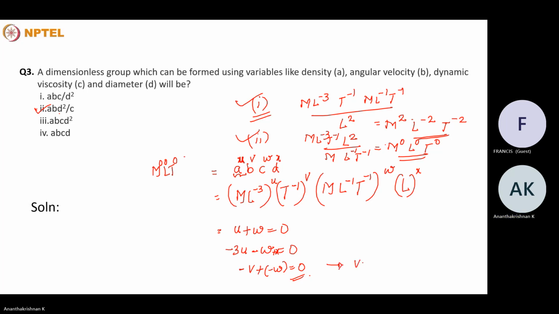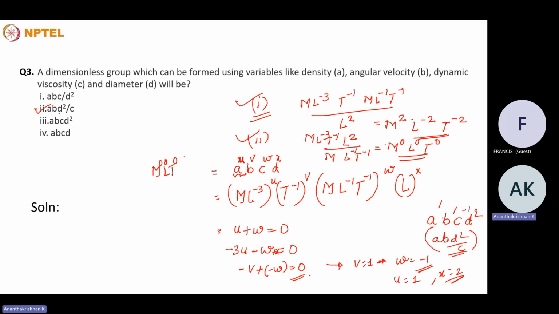Assume V equal to 1, then you will get W equal to minus 1, and correspondingly using that you will get U equal to 1, and using this U and W value, you get the value of X, which is equal to 2. So the dimensionless quantity will be A power 1, second quantity B power 1, C power minus 1, and D power 2. So it will be ABD square divided by C. So this is the normal method by which you'll be able to solve. But since the options are given, we have gone for the trial and error method.